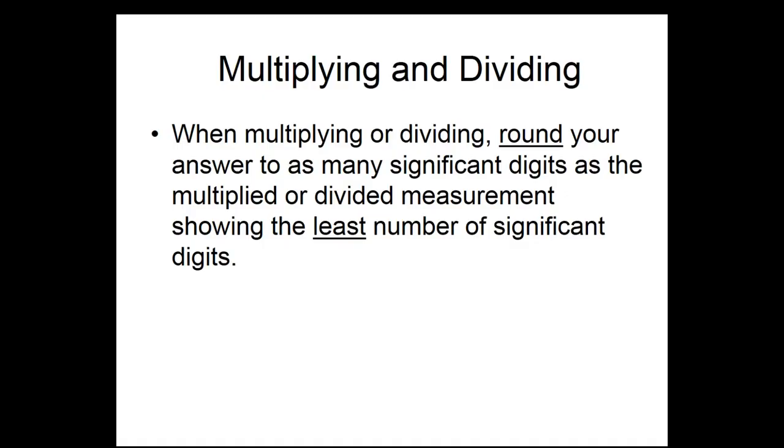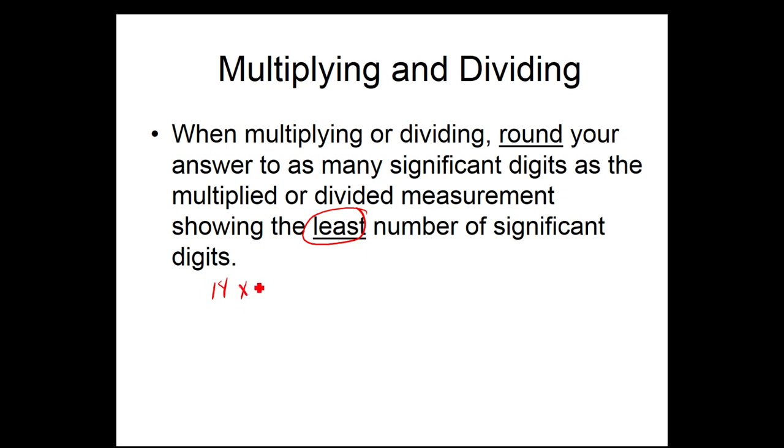Now that we have the rules, we get to the importance of these things. And the importance is that we can use them when we're calculating. So it says when multiplying or dividing, round your answer to as many significant digits as the multiplied or divided measurement showing the least number. I'll show you the addition and subtraction rule next. So in simple terms, go back to your problem, find the significant digits, and round to that many available. Let's do some examples.